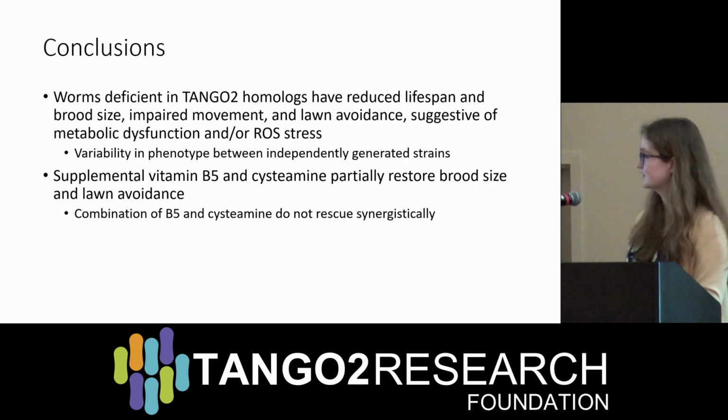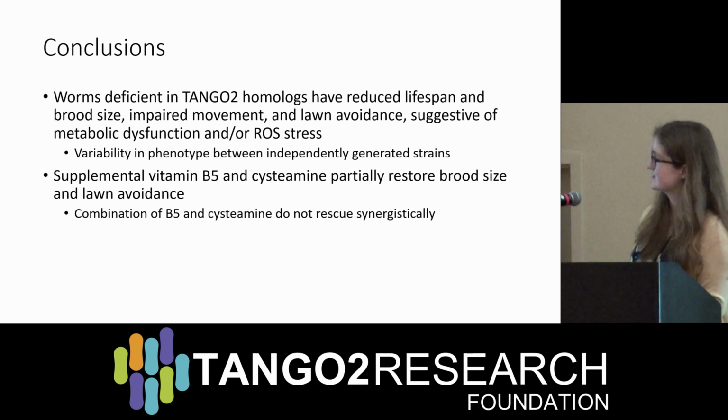And so in conclusion, my worms that are missing these TANGO2 homologs have this distinct phenotype. They live shorter, they don't reproduce as much, they have impaired movement, and some lawn avoidance, which suggests that they have some kind of metabolic problem. And when we supplement them and try to rescue them with B5 and this other compound, cysteamine, we're able to partially rescue them, but not fully. So we have more work to do on that front.